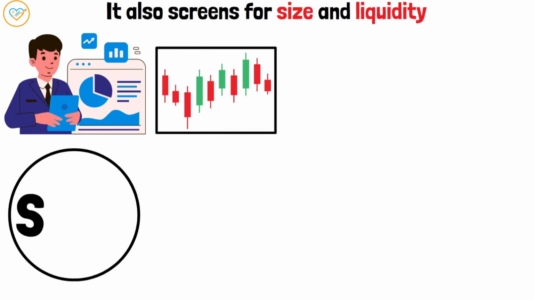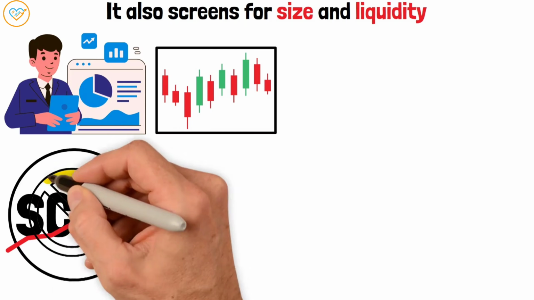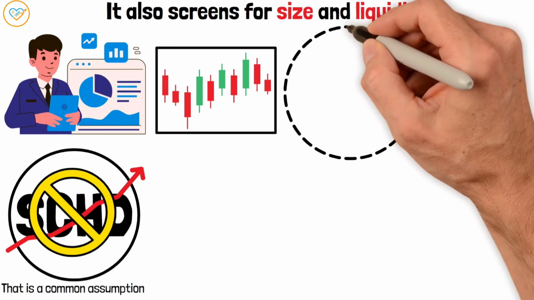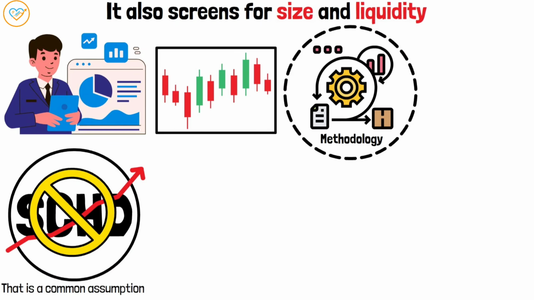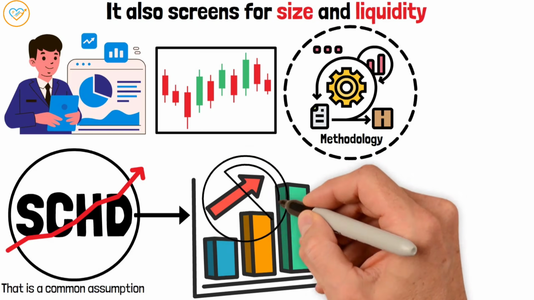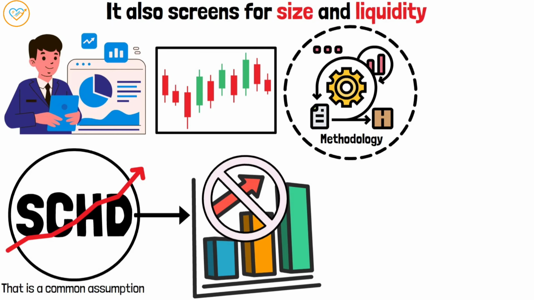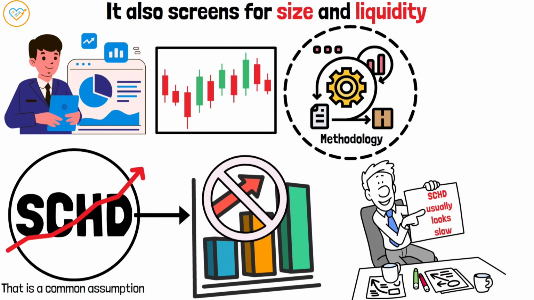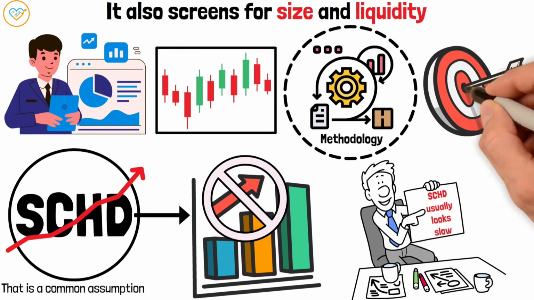Now, SCHD is not chasing the highest yield. That is a common assumption. But the methodology avoids extreme yield traps. SCHD is also not trying to beat growth stocks in momentum-driven markets. When tech leads, SCHD usually looks slow. That is normal behavior for this strategy.